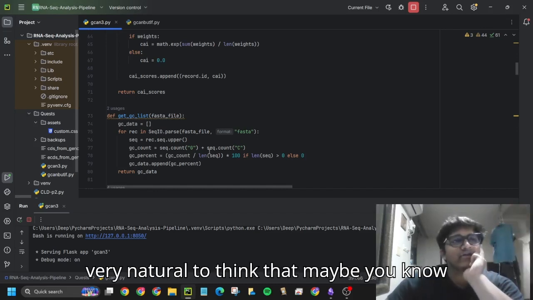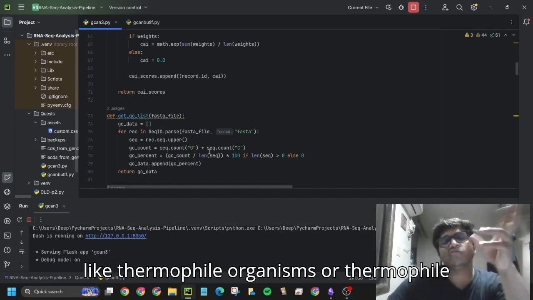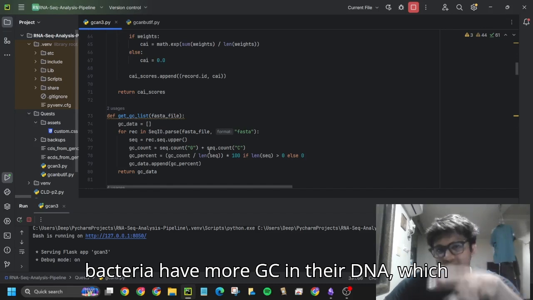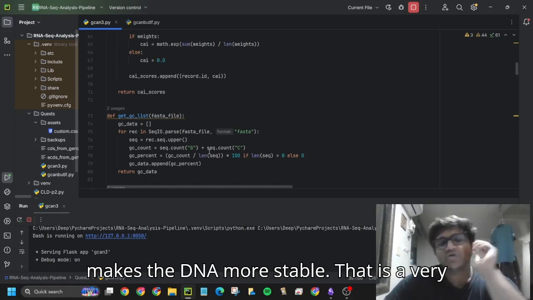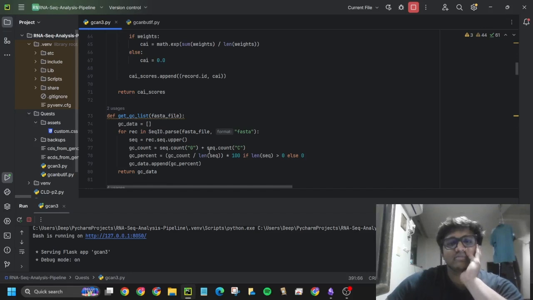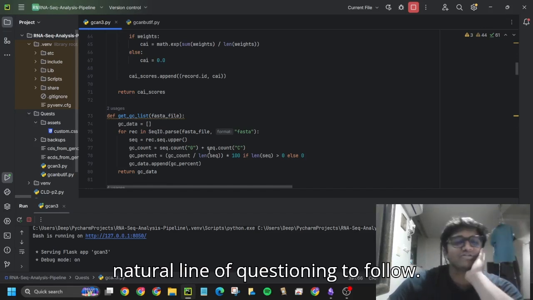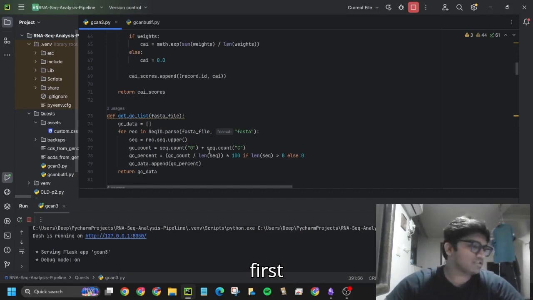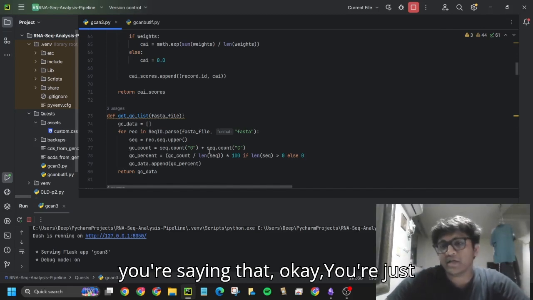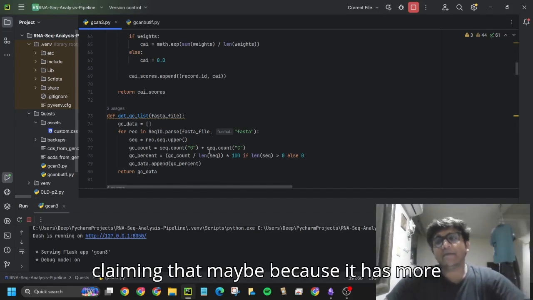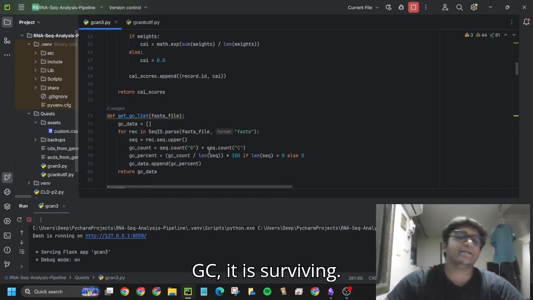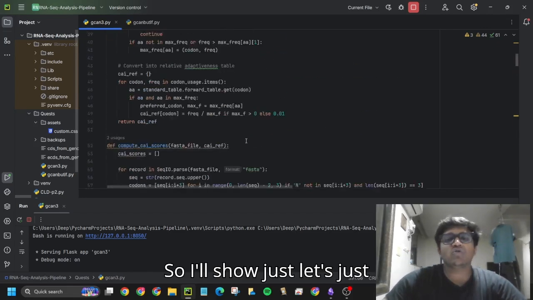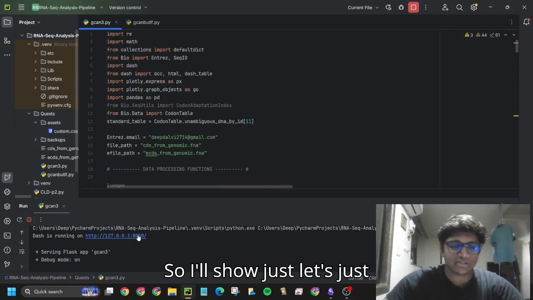So it's very natural to think that thermophile bacteria have more GC in their DNA, which makes the DNA more stable. That is a very natural line of questioning to follow. In order to do that, you would first have to explore the DNA, because right now you're just claiming that maybe because it has more GC, it is surviving. So, let's go to the dashboard.